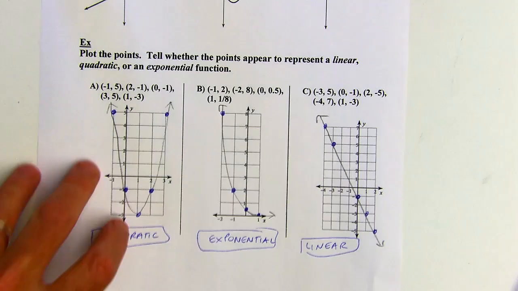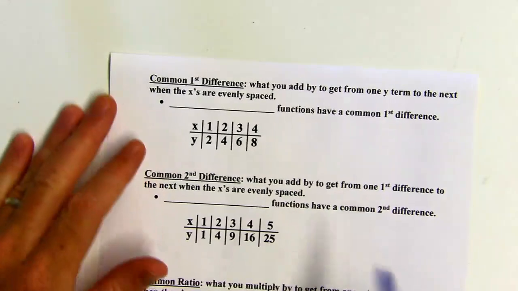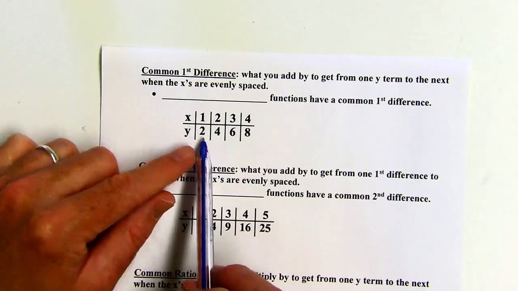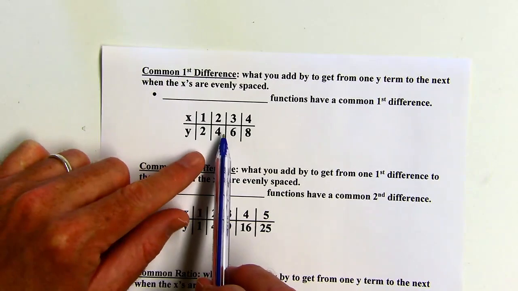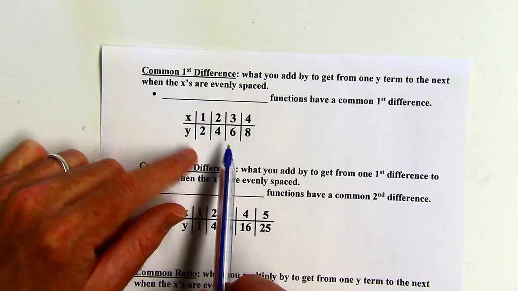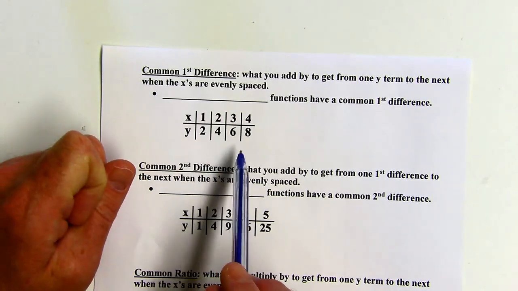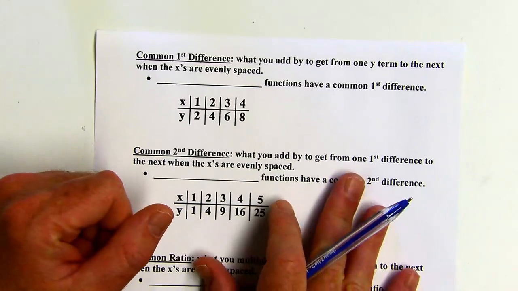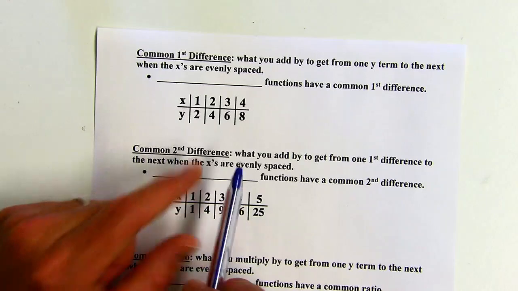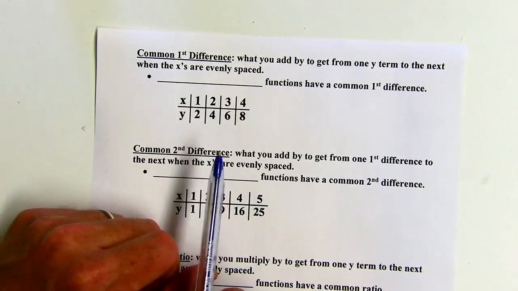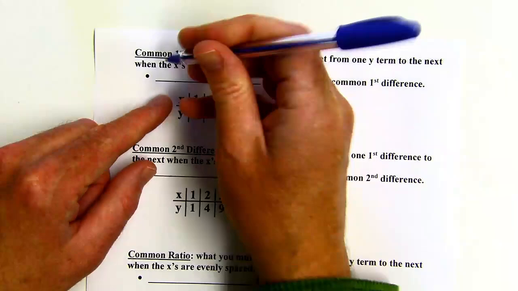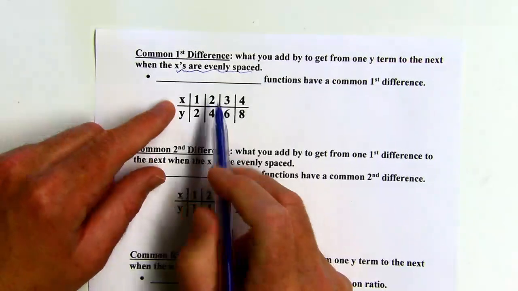Okay, on the next page, we're going to look at common differences. So we've got some XY tables here, and our goal is to figure out, if you plotted these points, would they fit on a straight line or a parabola or an exponential curve? You could plot them out to make a determination like we did on the previous page, but you can also do this without graphing by doing a little test, okay? Now, in order to do this test, the x's have to be evenly spaced.